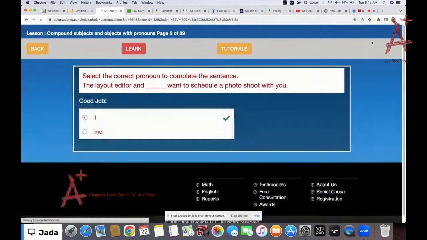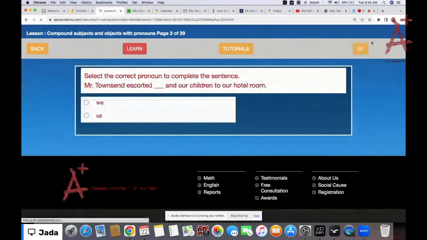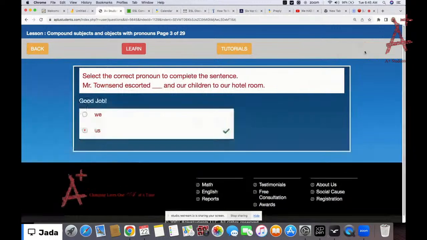So yeah. And then: Mr. Town escorted Dash and our children to our hotel room. Is it going to be "we" or "us"? What do you think is going to be the rightful answer here? Is it going to be "we" or "us"? Okay, we have "us."